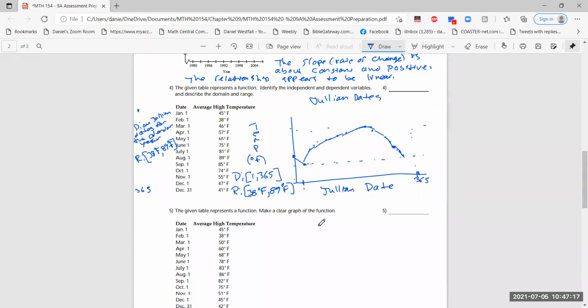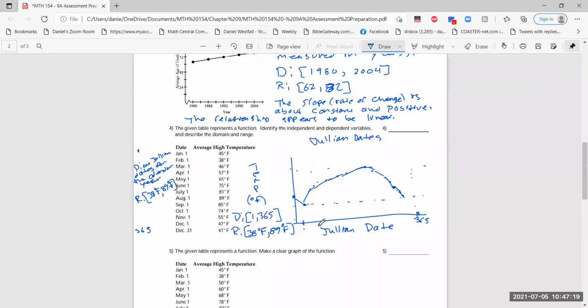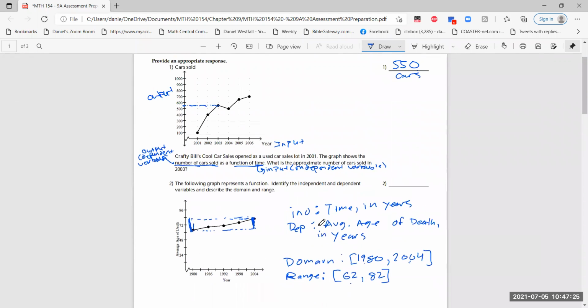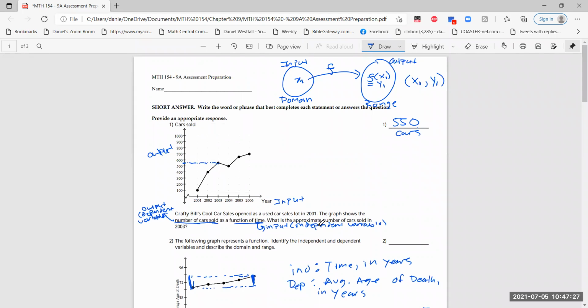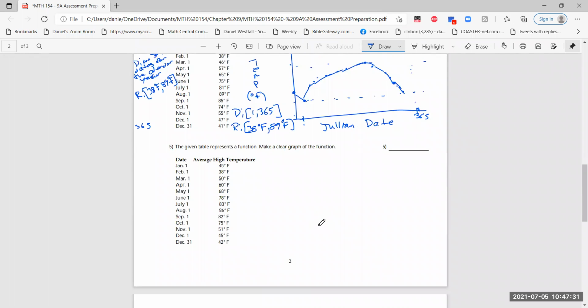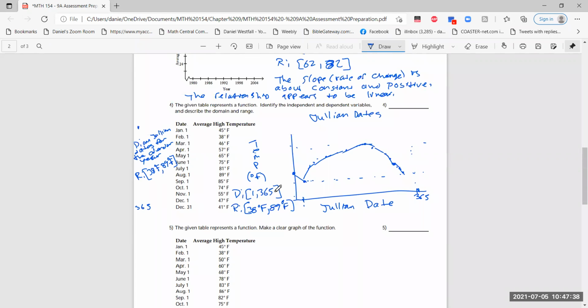That's it for this section. It's really not a lot. It's more conceptual than it is anything to do with calculations. And just make sure that you understand the concepts of input and output, domain and range, that you can write those in interval notation if you need to. Again, you're going to be recognizing things off of a multiple choice quiz or test.